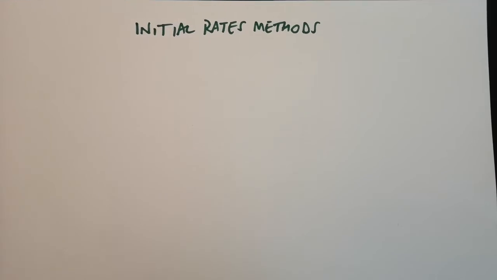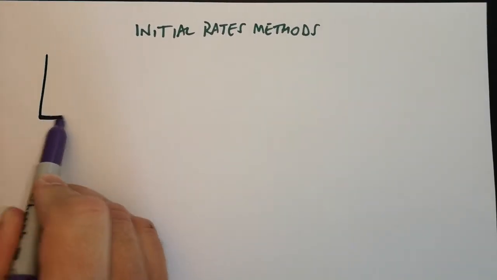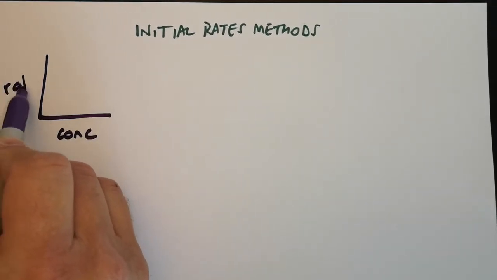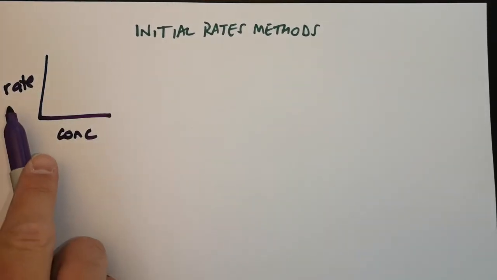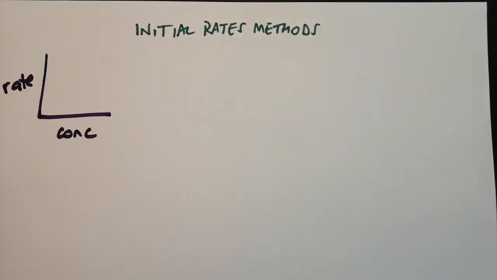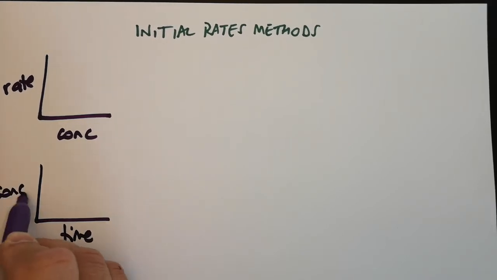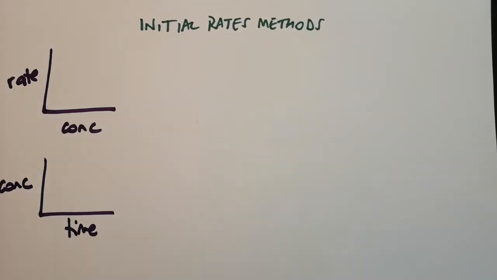Now the whole purpose of the experiments I'm going to explain is to look at the link between concentration and rate. So effectively what I want to be working out in the end is a rate concentration graph. How does the rate change as the concentration of a reagent changes? So far, what we've looked at are concentration time graphs, so we're going to look at how concentration changes as time changes.